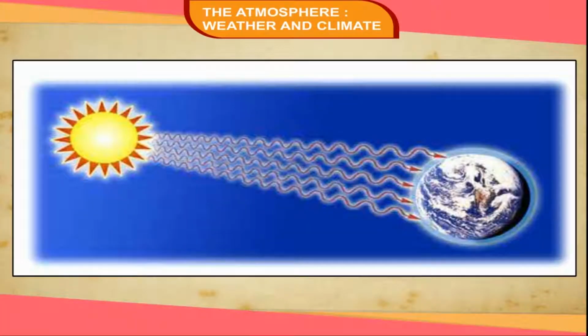Radiation. Radiation is the direct heating of an object by the transmission of heat waves. The atmosphere absorbs a very small amount of incoming solar radiation, but absorbs heat radiated from the Earth's surface, called terrestrial radiation.